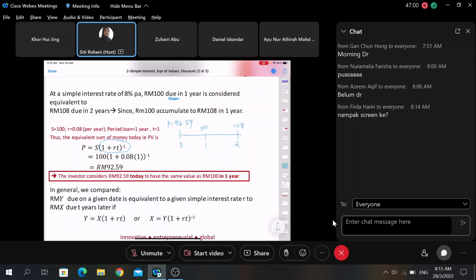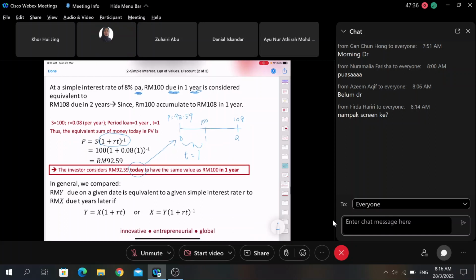So as usual, you just insert the value of your interest, which is 8% per annum. This is the interest rate for a year, multiplied with the time, which is 1 year. So time is equal to 1. So you will get 92.59 ringgit at the time of today, which means the time is 0. So the investor considers 92.59 today to have the same value as 100 in 1 year.